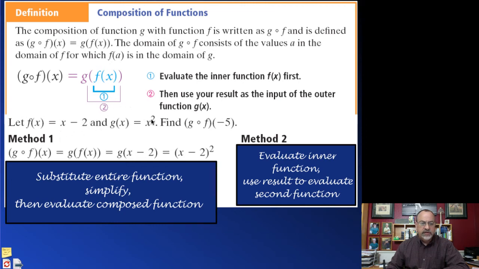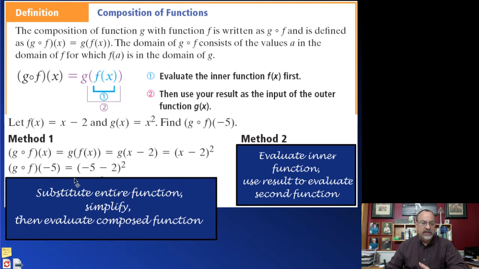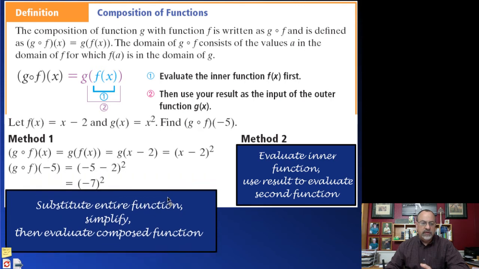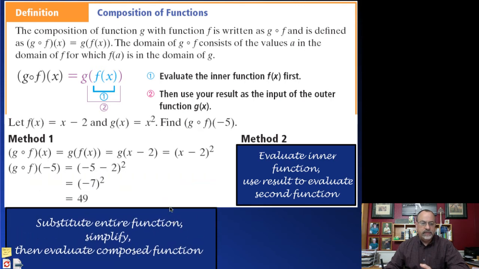So x minus 2 goes into the g function. That means (x minus 2) squared. Once I've done that, then I'll go ahead and substitute the negative 5 in and simplify. So negative 5 minus 2 is negative 7, and that squared would be 49. That's composing a function with another by substituting in the entire function.